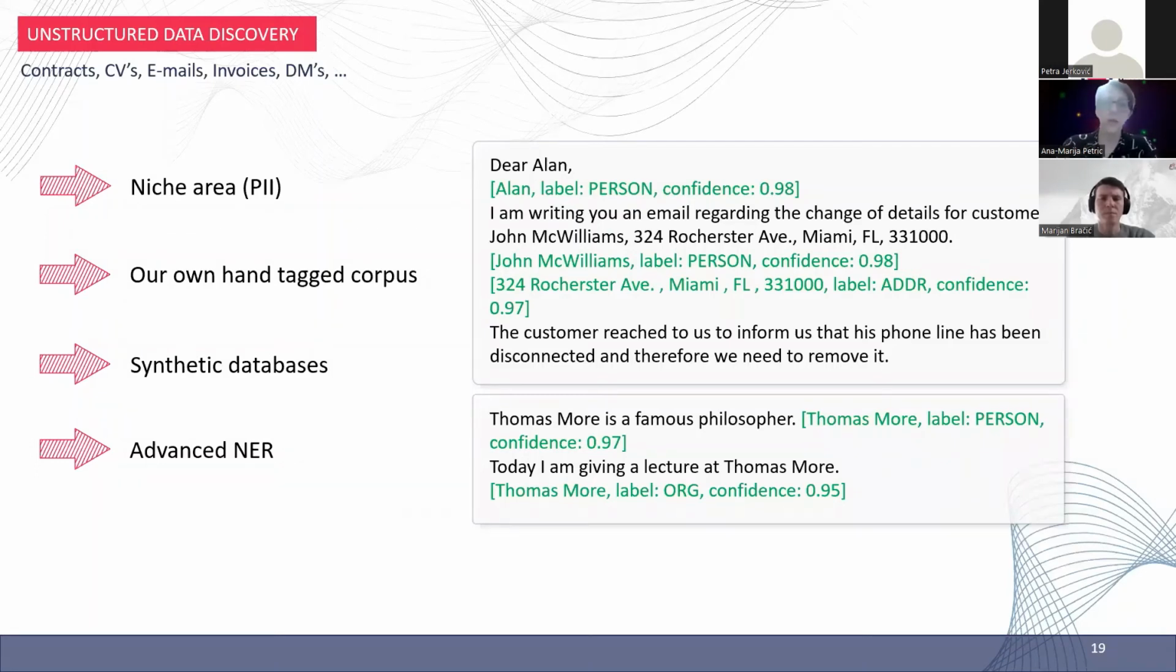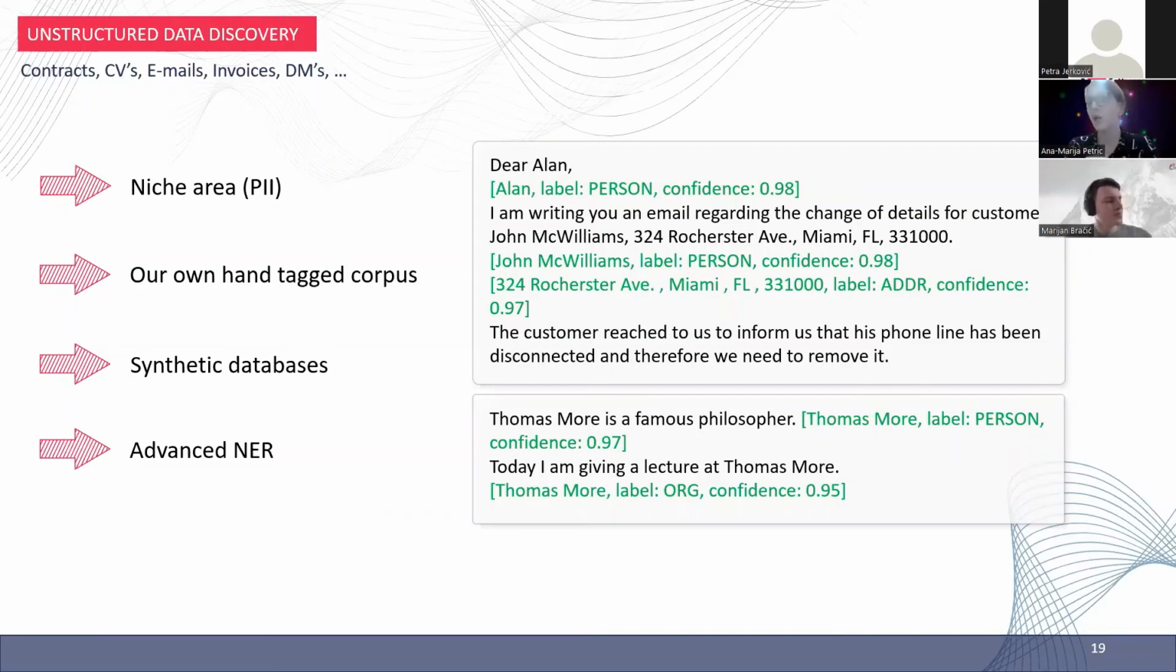What our model does, you can see here in green, that in "Dear Alan" the model has recognized that Alan is a person, with a confidence of 0.98 or 98%. The model is sure that this is a person. The same way, it is sure that John McWilliams is a person. So you can see I'm writing you an email regarding the change of details for customer John McWilliams. And then we have 324 Rochester Ave, Miami, Florida, 331000. In this sentence, we have a person, John McWilliams, but we also have an address, and the model is 97% sure that this sequence of words is an address.